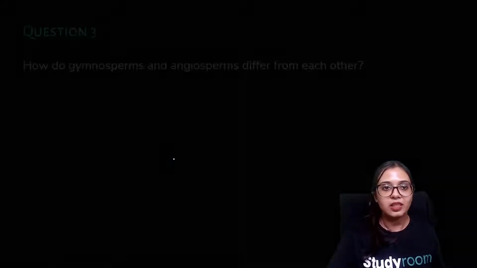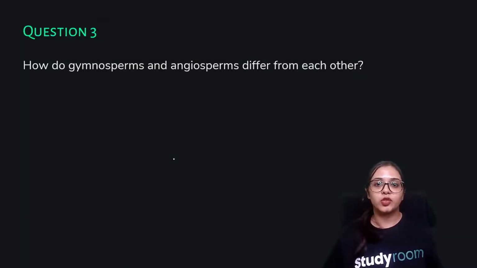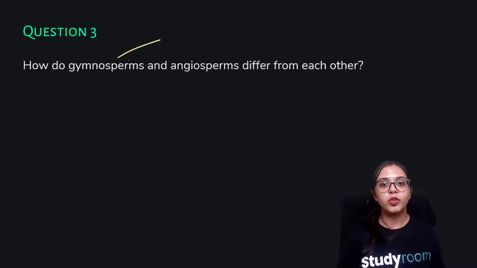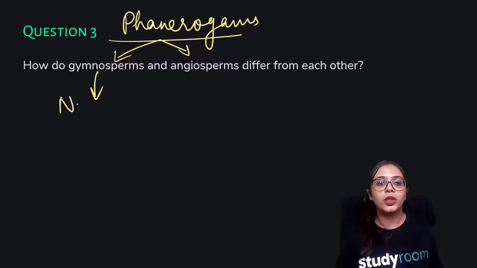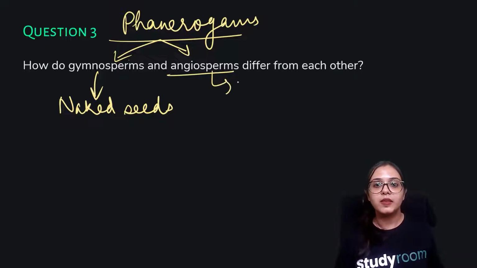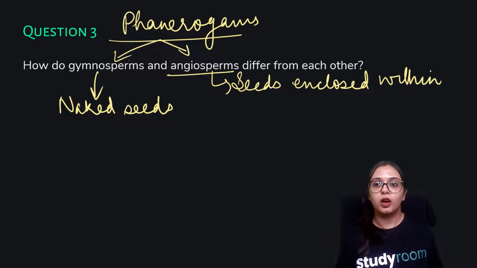The last question we have, how do Gymnosperms and Angiosperms differ from each other? Both Gymnosperms and Angiosperms are categories of Phanerogams. Gymnosperms are those plants that bear seeds, but those seeds are not enclosed in any closed structure, they bear naked seeds. Whereas Angiosperms bear seeds that are enclosed inside a structure, and this structure we call a fruit.